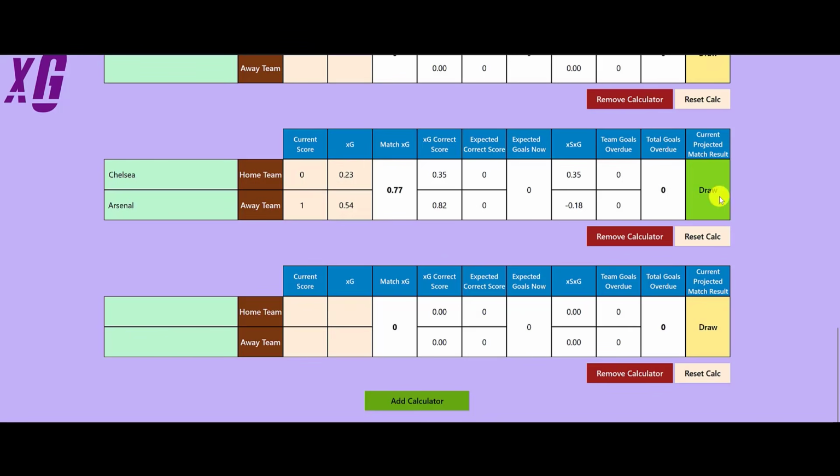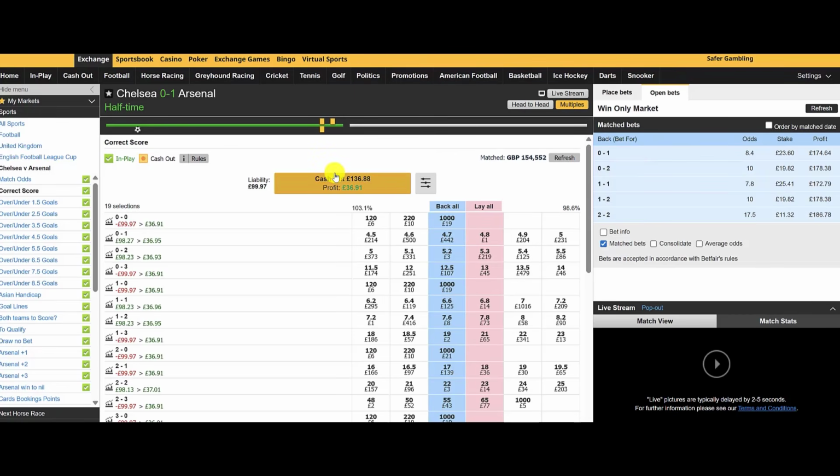So we can see after plugging in these XG numbers, we're right where we should be. It feels 0-0. We'll be expecting a goal. Expected match result is currently a draw, so we could potentially be looking at Chelsea getting back into this. So anyway, we've got a few options. Obviously taking a profit is one, letting it run is another, but I do see at least another goal in this one.